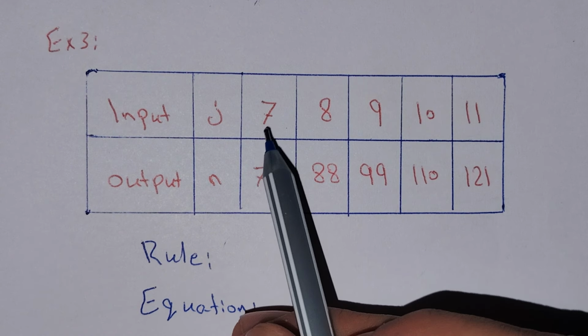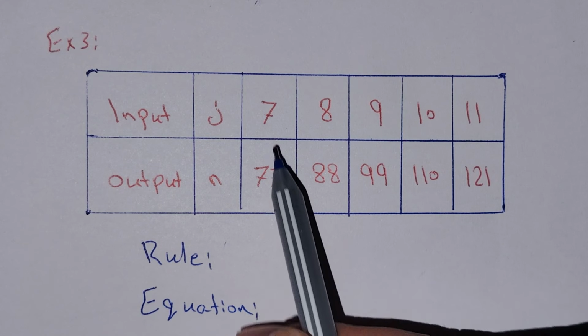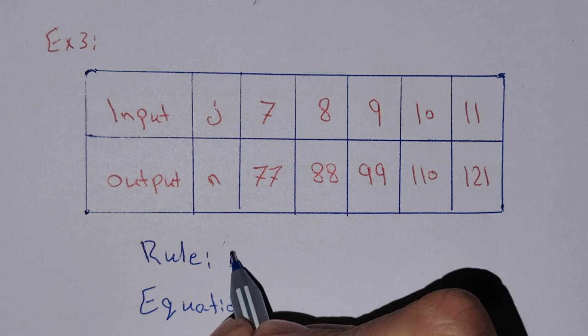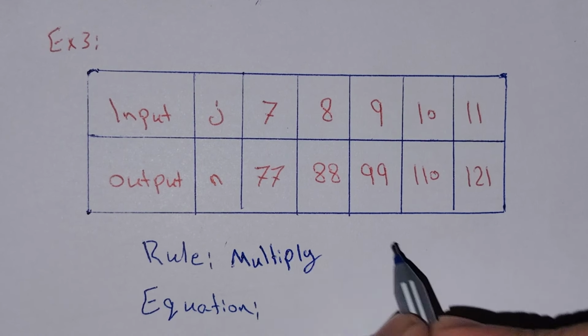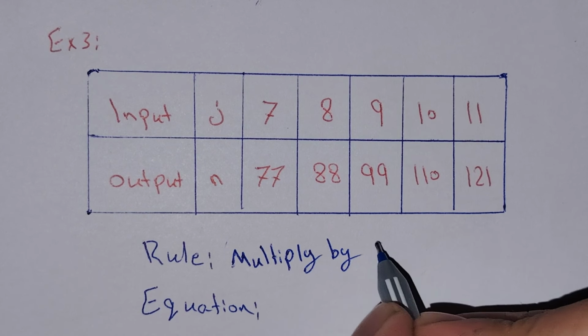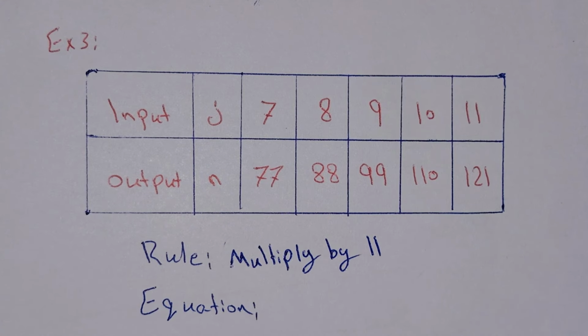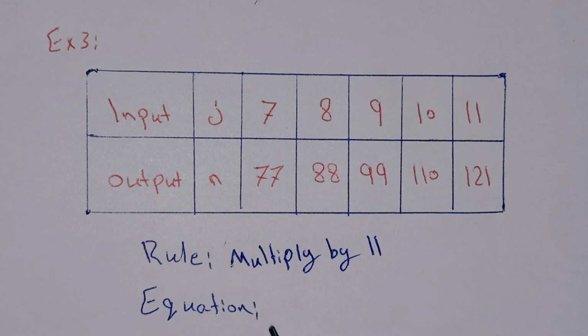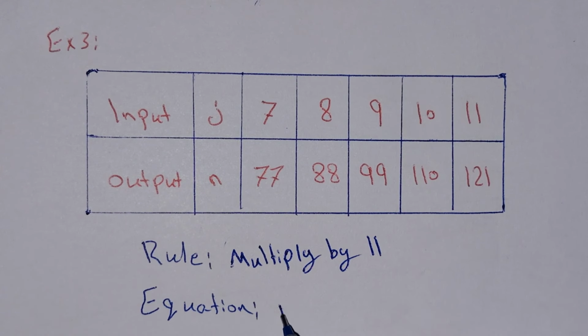We know when the product of a multiplication is the repeating of the number itself, 7 and 77, the factor that we multiply it by should be 11. So the rule here is multiply by 11, because 7 times 11 will be 77. Then we write an equation for it, but instead of using the numbers, same, we're going to use the variables, which is for the input, the variable is j. The rule says multiply by 11, so we say times 11, which is equal to n.